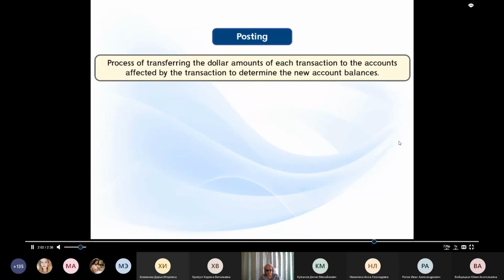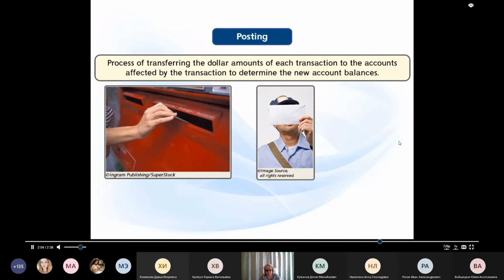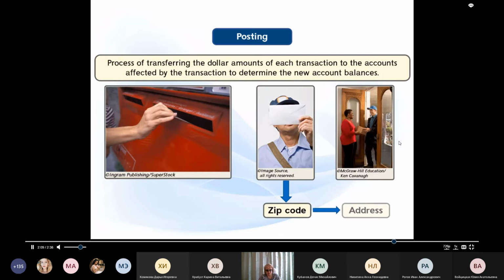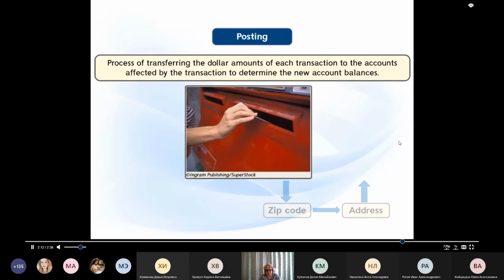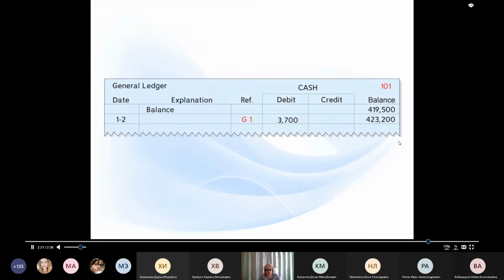To help you remember, think of what happens in a post office. After the letters are collected from mailboxes throughout the city, they are sorted by zip code and then by address so that they can be delivered. The posting process does the same thing. The effects of transactions are sorted by accounts so that account balances can be determined. It is a bit cumbersome to use an entire general ledger page to summarize the effects of transactions and determine the balances for individual accounts. To make this process easier, we will instead use a T account, which is a simplified representation of a ledger account.